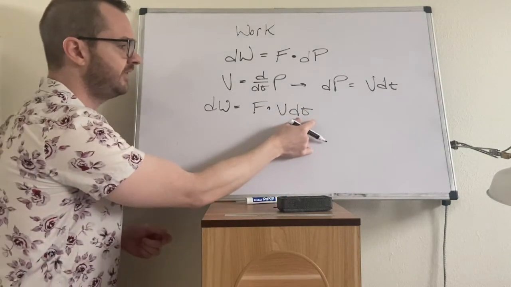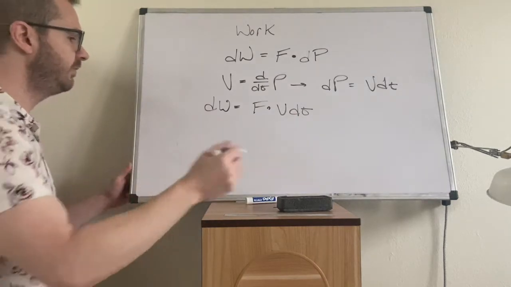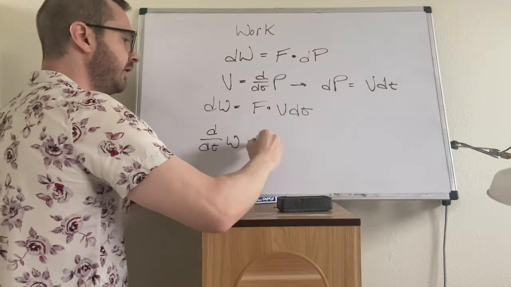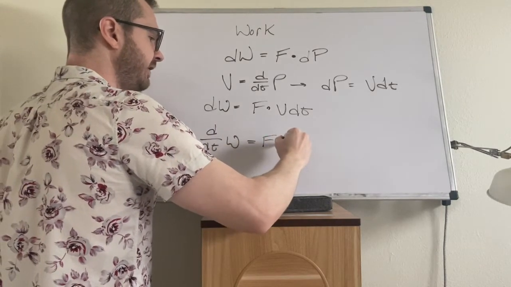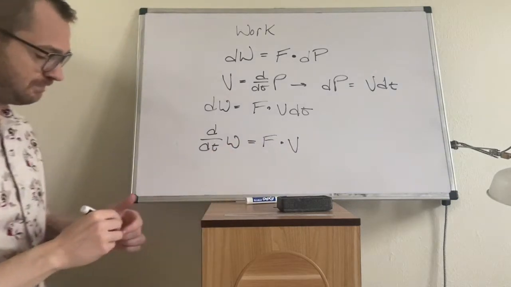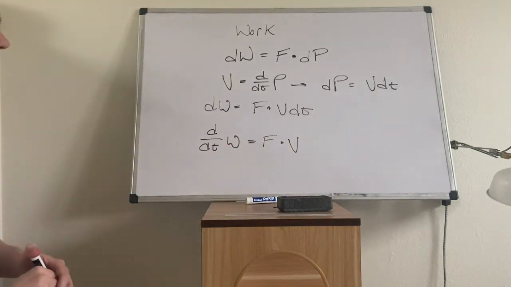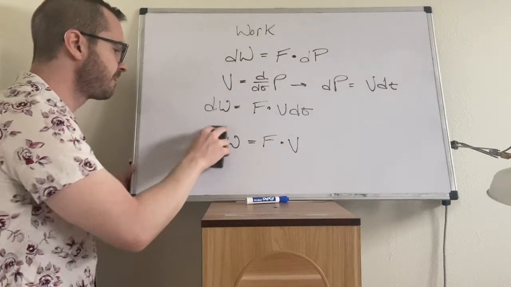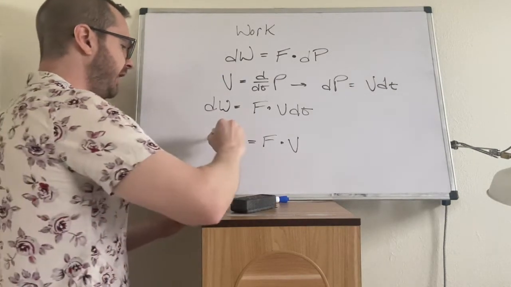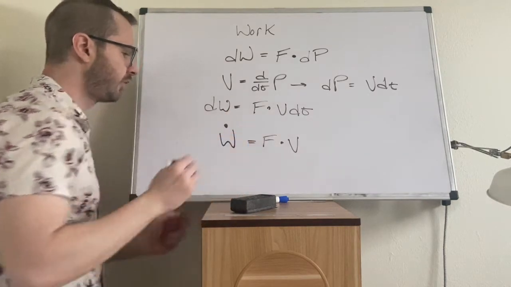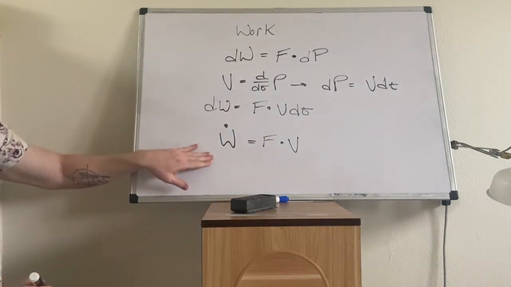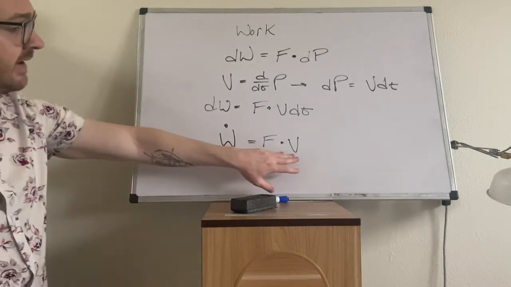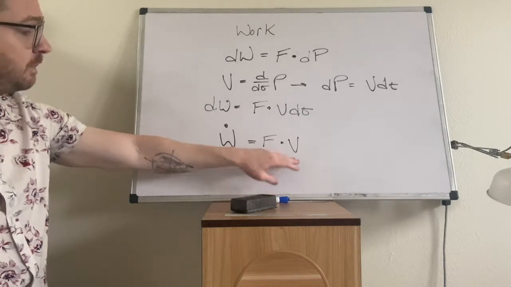Well, let's take the dt and move it to the left-hand side. We divide. Now we have d/dt of the work is equal to F dot v. And this is much more useful. In this form, we could even write this as W dot if we want. So we're looking at the change in work with respect to time, and this is equal to the sum of forces. Again, this is a vector dotted against your velocity vector.